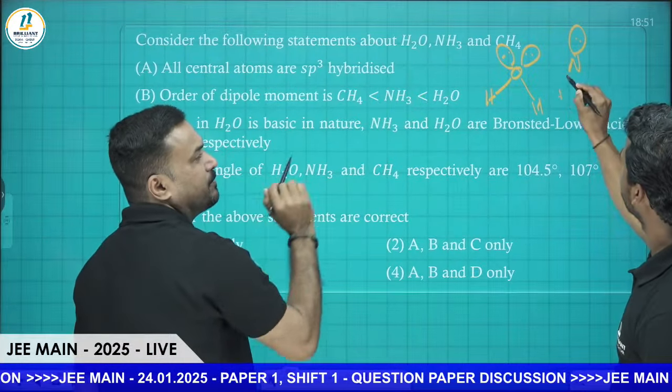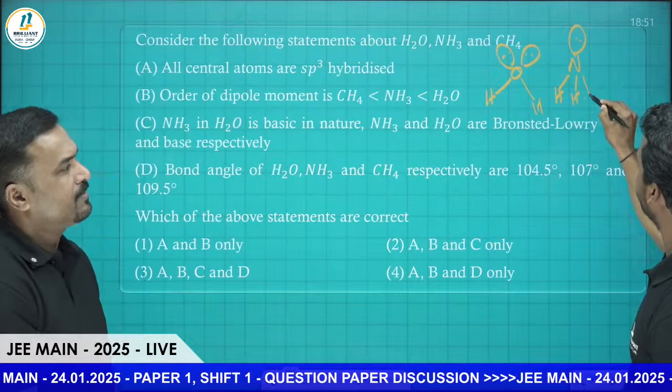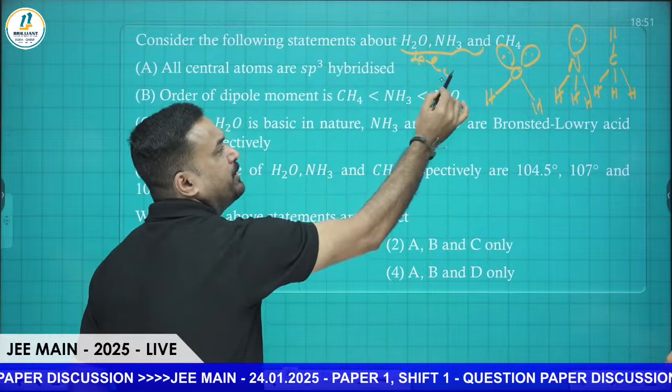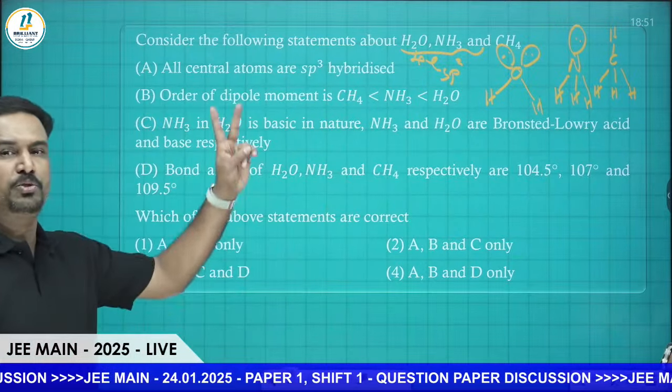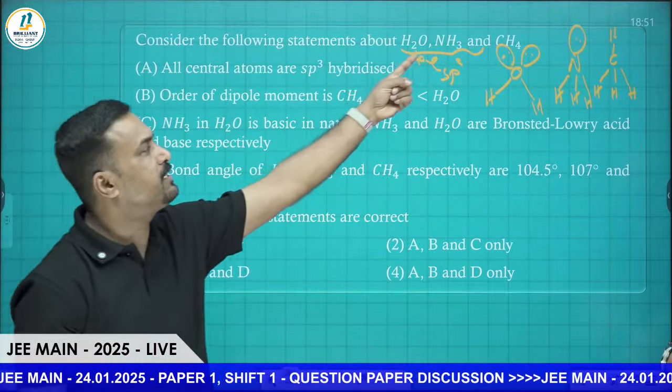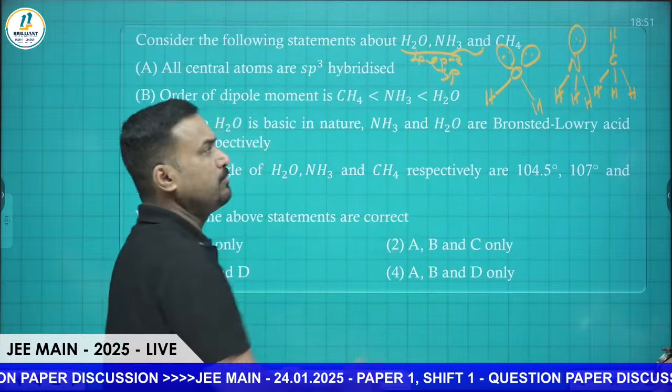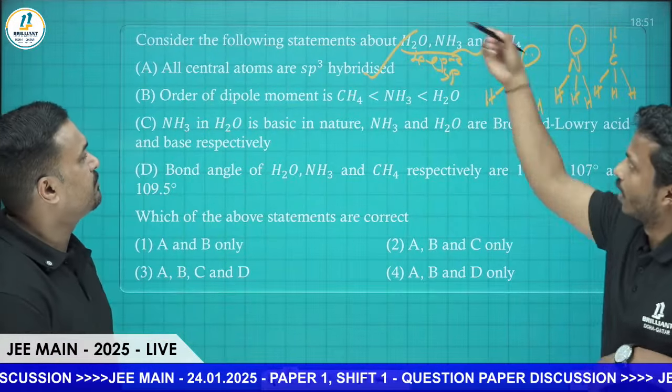There are 3 compounds given. CH4 is also there, 4 electron pairs everywhere. 4 electron pairs means obviously sp3. H2O means 2 bond pairs and 2 lone pairs. Here, in NH3, 3 bond pairs, 1 lone pair. Total 4 electron pairs, which means sp3, no doubt. So that's a correct statement. A is correct.